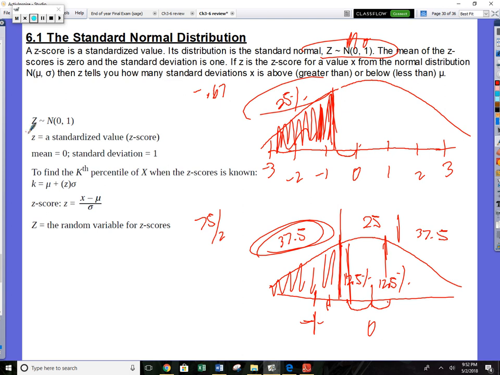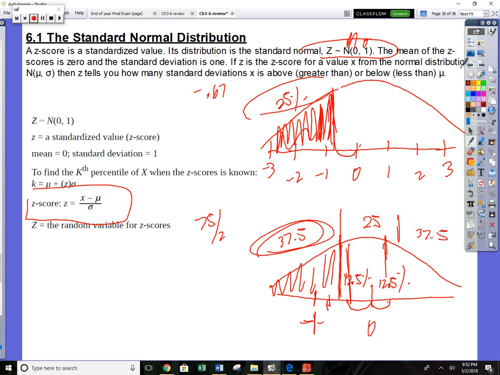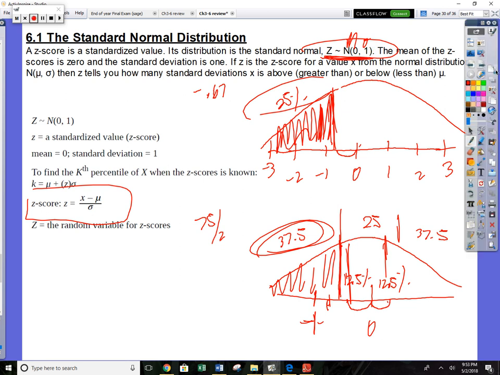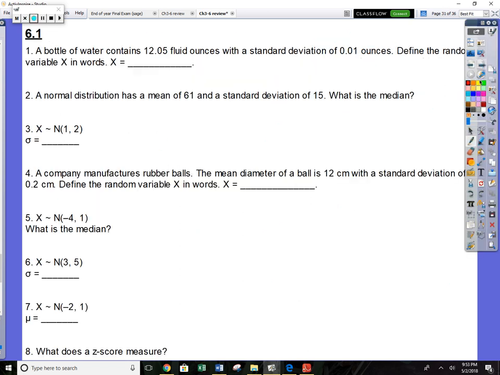So z-scores are kind of cool, and the calculator is much easier than looking at those tables. You need to know this. To find the z-score, you just take x minus the mean divided by the standard deviation, pretty straightforward stuff. So this is good. The z-score happens, it's a normal distribution, the mean is 0, standard deviation is 1. So let's put it into practice.